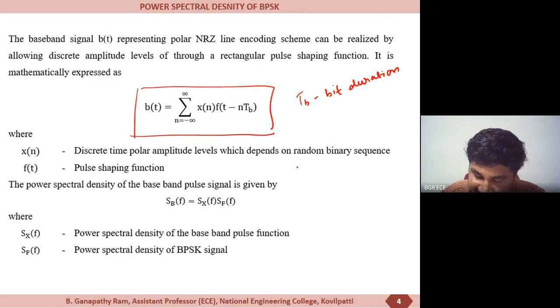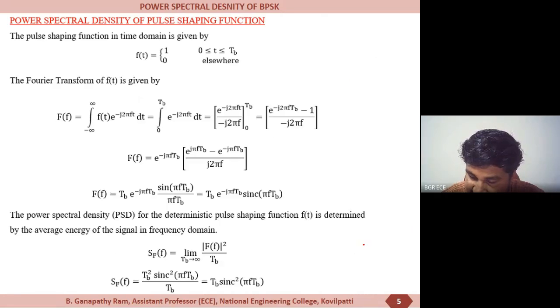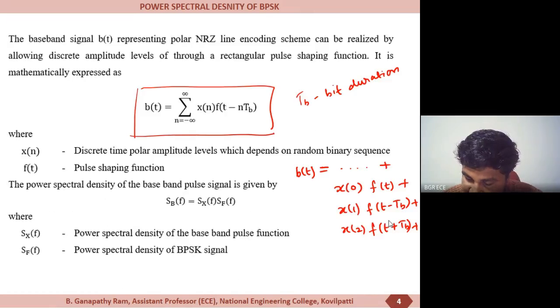So b of t can be represented, writing it from n equal to 0, as x of 0 into f of t plus x of 1 into f of t minus Tb plus x of 2 into f of t plus Tb, and it will go on. And we know that x of 0, x of 1, x of 2 will have plus square root of 2Eb by Tb or minus square root of 2Eb by Tb depending upon the binary data present in the binary sequence.